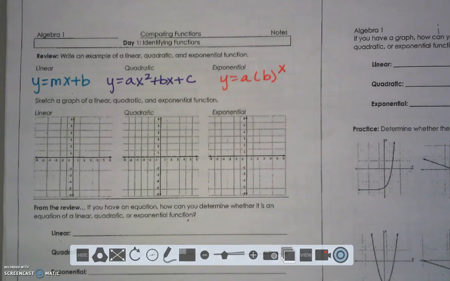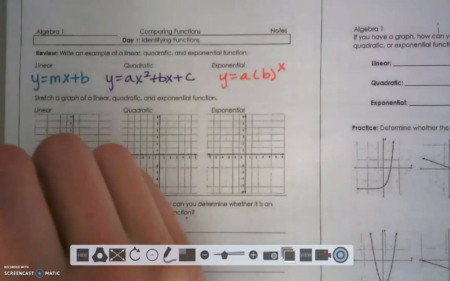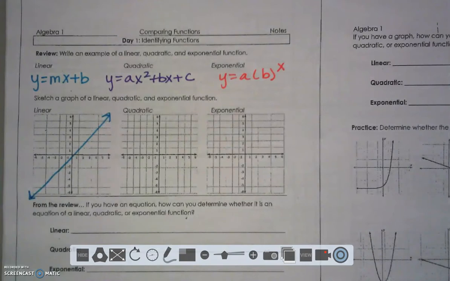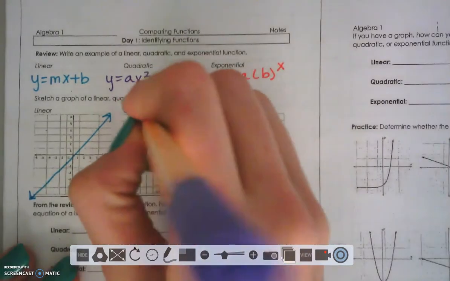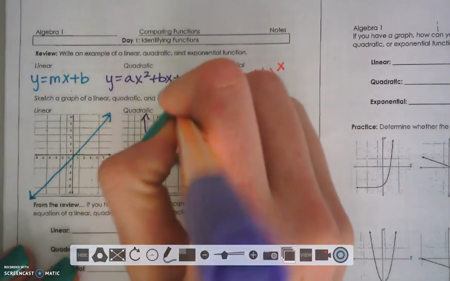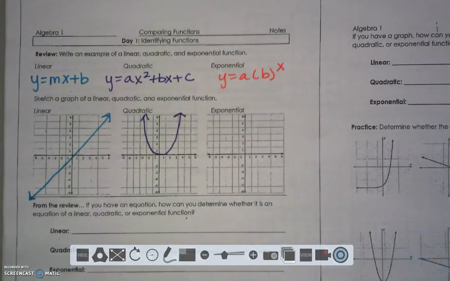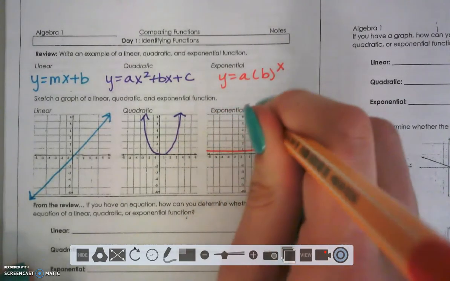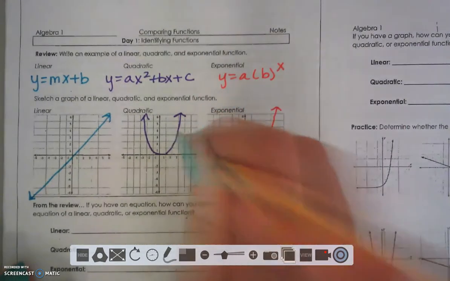Remember, linear functions have a straight line. Quadratic functions are a parabola, which is a U-shaped curve. And exponential functions have an asymptote they get really close to, and then they curve up.